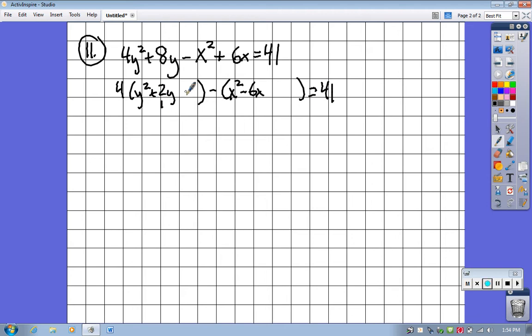Half of 2 is 1. Square 1 is 1. So 4 times 1 is 4. This one is really worth 4, so I'm going to have to add 4 to this side to offset that. -6. Half of -6 is -3. If I square -3, that's a positive 9. But this positive 9 is multiplied by that -1, so it's really -9. So on the right-hand side, 41 plus 4 minus 9, that's a 36. Over here, I have 4 times y plus 1 squared minus x minus 3 squared. I just completed the squares on those.